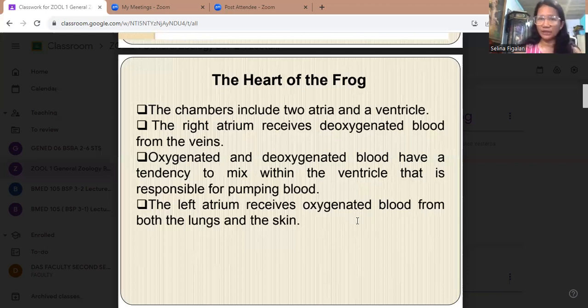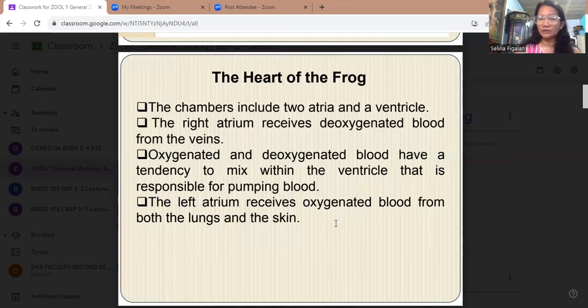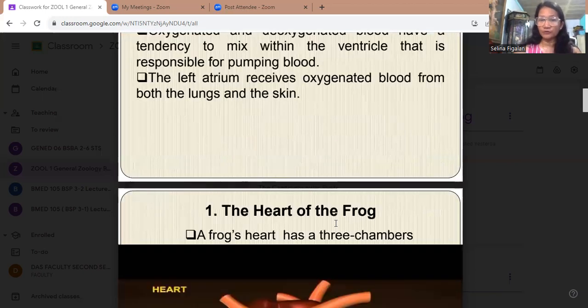Okay, as I have said, it is not only the oxygen that came from the lungs, but also from the skin. I don't want to trace the oxygenated blood from the skin, but the frogs pick up oxygen also from their skin. Okay. The heart of the frog.